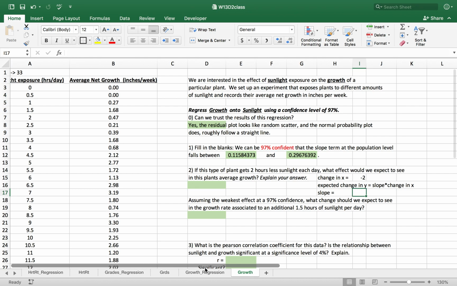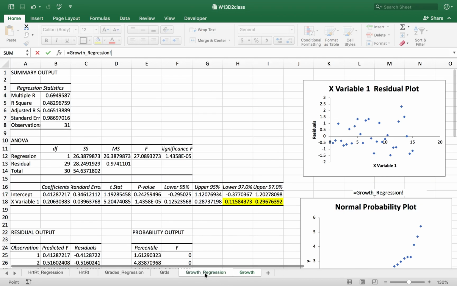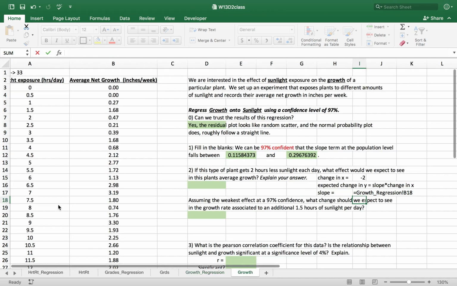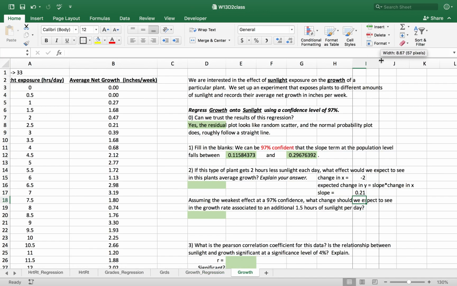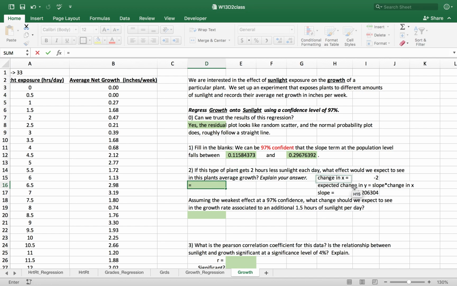And we can pull that in from our regression output. So I'm just going to do a cell reference, jump into my regression output, and remember my estimate from the sample for the slope term is sitting in the coefficients column in the x variable 1 row. So my slope term estimate is 0.206. So all I'm going to do to compute my expected change in y is take my slope term and multiply by the change in x that I'm hoping to apply.